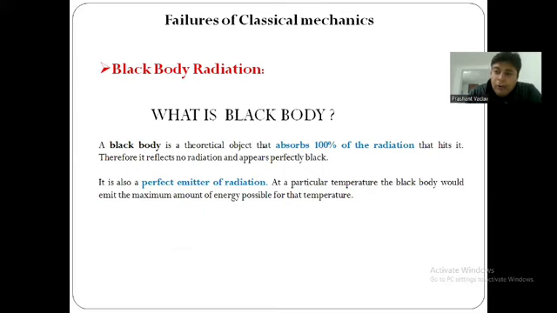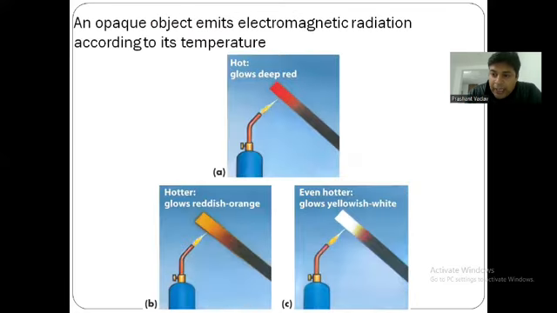The first phenomenon observed by scientists which shows clear disagreement with classical mechanics is black body radiation. So what is a black body? A black body is a theoretical object that absorbs 100% of the radiation that hits it. Therefore, it reflects no radiation and appears perfectly black. And vice versa, it is also a perfect emitter of radiation. At a particular temperature, a black body would emit the maximum amount of energy possible for that temperature. So, a black body is a perfect absorber and a perfect emitter of all types of radiation.